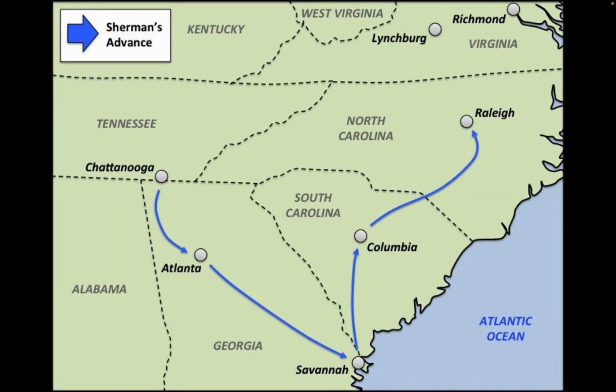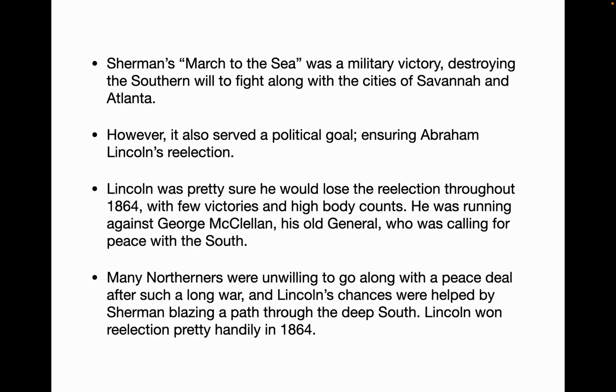So here is Sherman's March to the Sea, starting in Chattanooga, working his way to Atlanta, to Savannah, and eventually up through the Carolinas, just burning a path through the South. This march to the sea was a military victory. It destroyed a lot of the Southern will to fight, definitely, and it also destroyed a lot of cities.